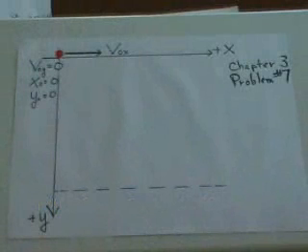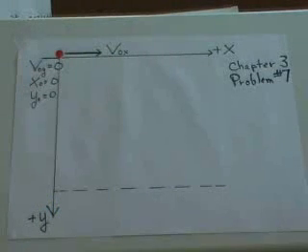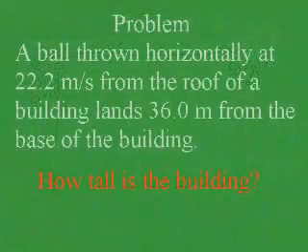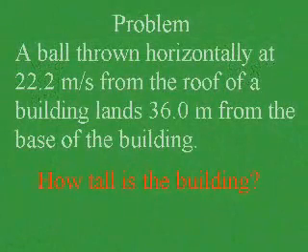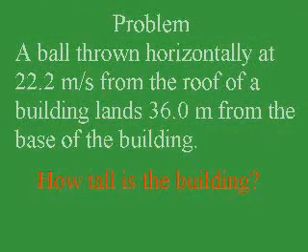Chapter 3, problem number 7. Let me read the question completely first, then I'll show you how we lay out this problem and solve for a solution. Question number 7. A ball thrown horizontally at 22.2 meters per second from the roof of a building lands 36.0 meters from the base of the building. How tall is the building?